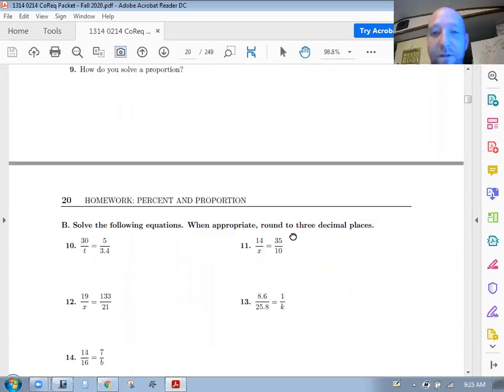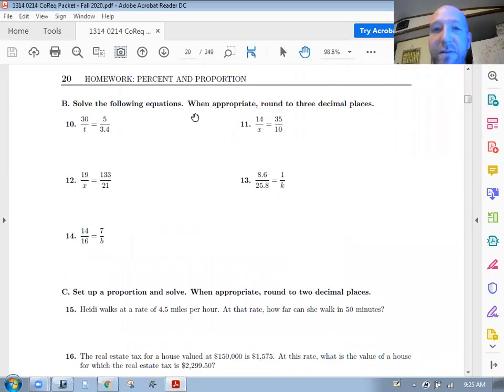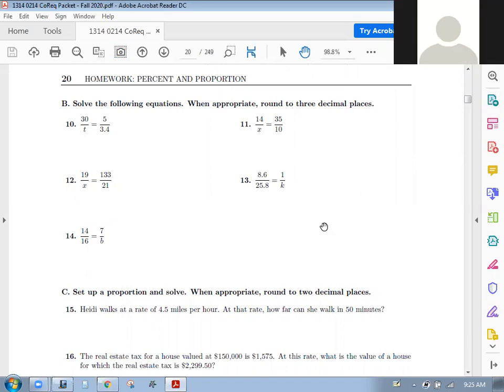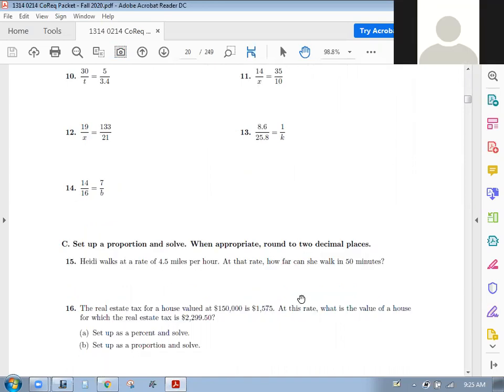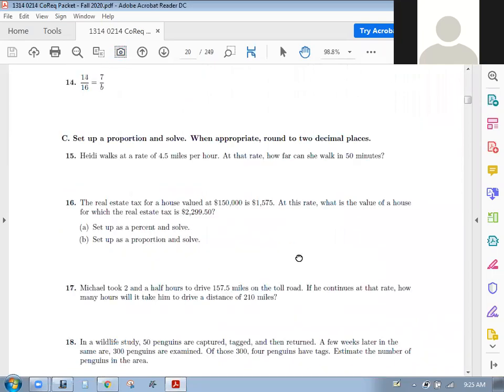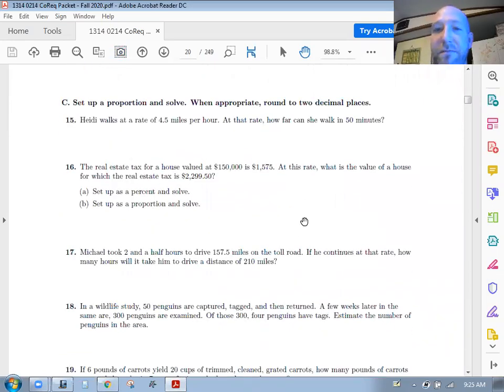We solved some of these harder ones. Y'all can do these by now, right? Just the simple solving for x and b and x. Yes, sir. Okay. All right, these word problems. Let's see.